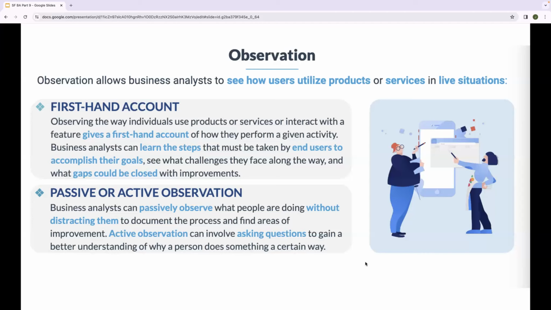Passive or active observation. Business analysts can passively observe what people are doing without distracting them to document the process and find areas of improvement. Active observation can involve asking questions to gain a better understanding of why a person does something a certain way.